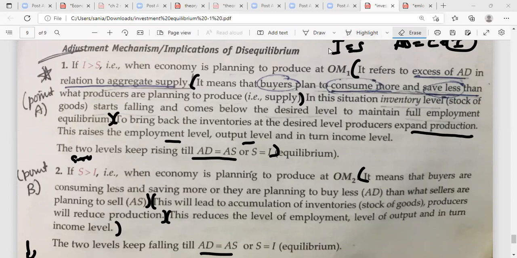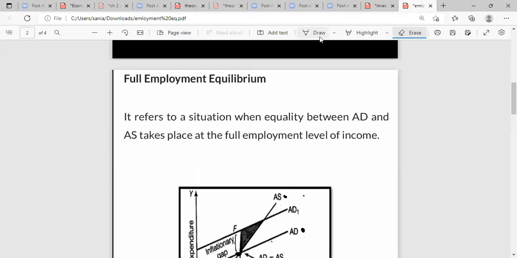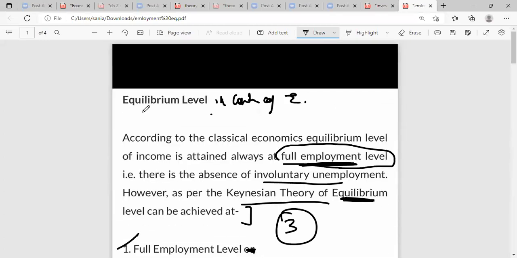Okay. So now let's start with the next topic, which is employment. This chapter is all about equilibrium, right? We did equilibrium once, with two approaches, AD and AS. Now we are going to do equilibrium in the context of employment.